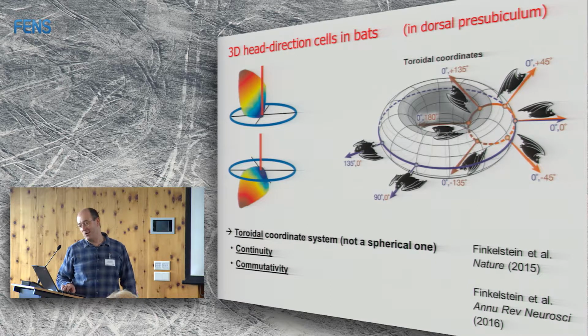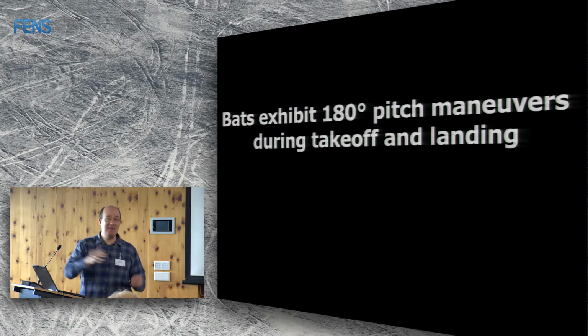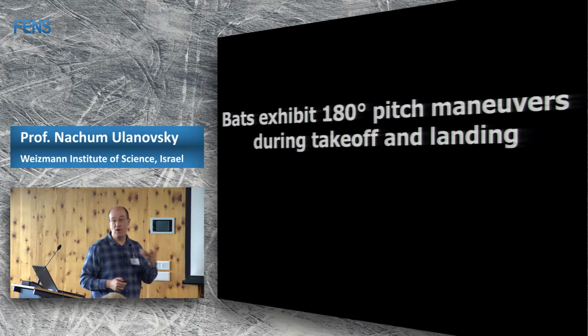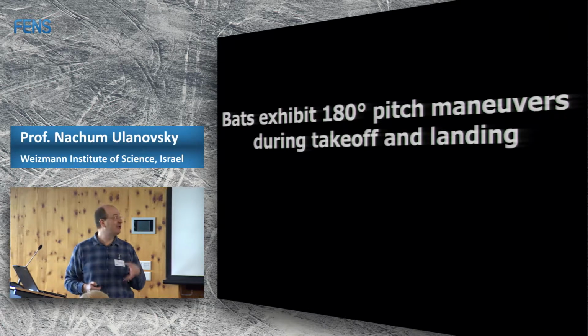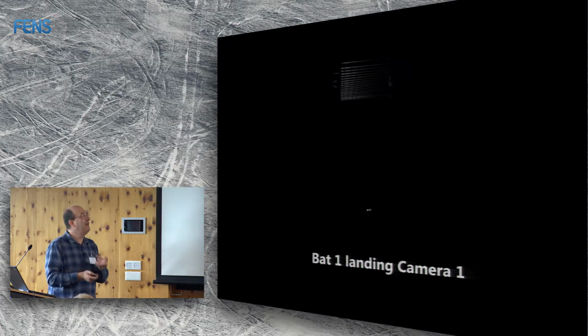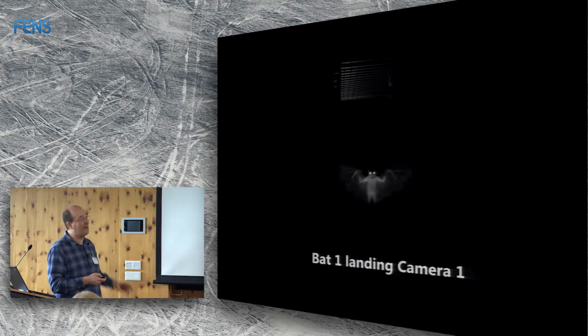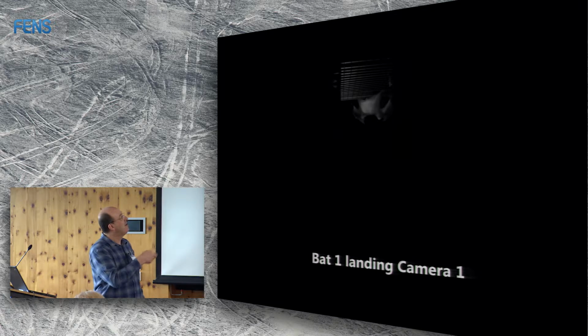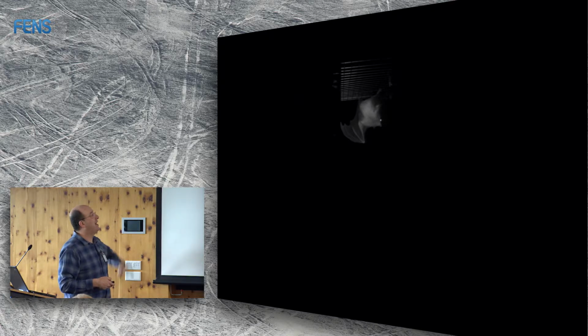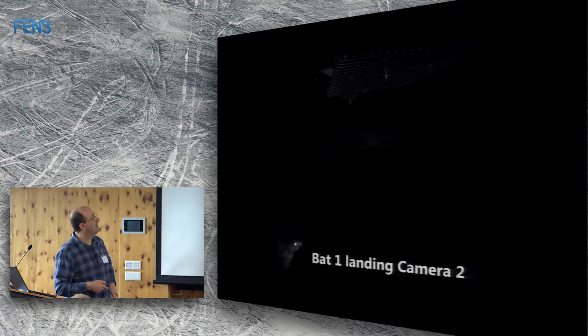Okay. Somebody asked me, can you show a movie of a bat? I had no movies in my presentation. So I decided anyway, just for fun, to show you a movie of a bat landing on a grid, to make the point why it's important for an animal to have continuity and commutativity. It will be very bad if it didn't have that. So this is bats landing on a grid. This is slowed down 10 times.